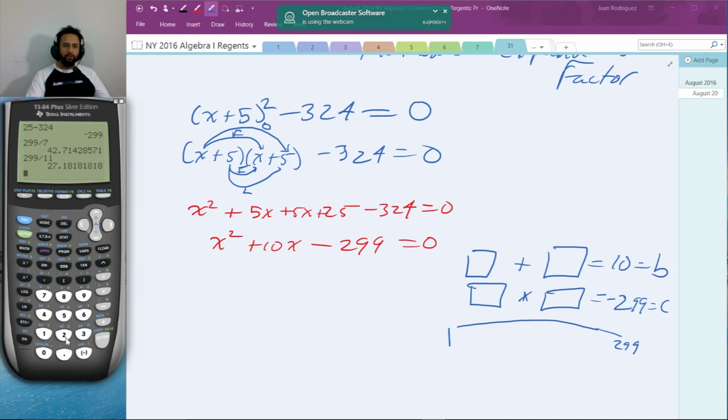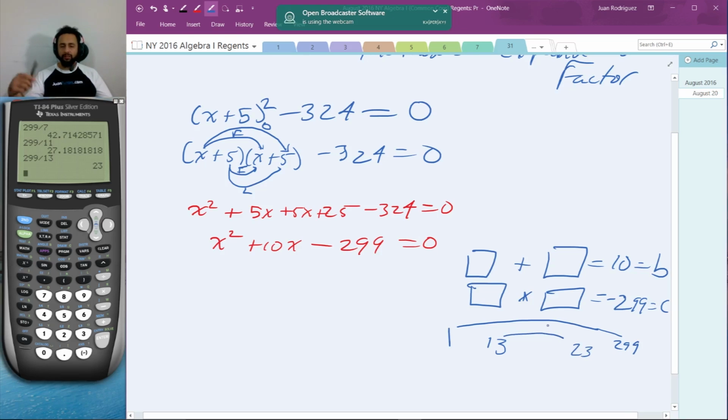13. So 299 divided by 13. In fact, 13 is a factor, and its factor pair is 23. So 13, we connect it with 23. Now, we can keep going. 14, not a factor because 2 and 7 are not factors. 15, etc., all the way to 23.